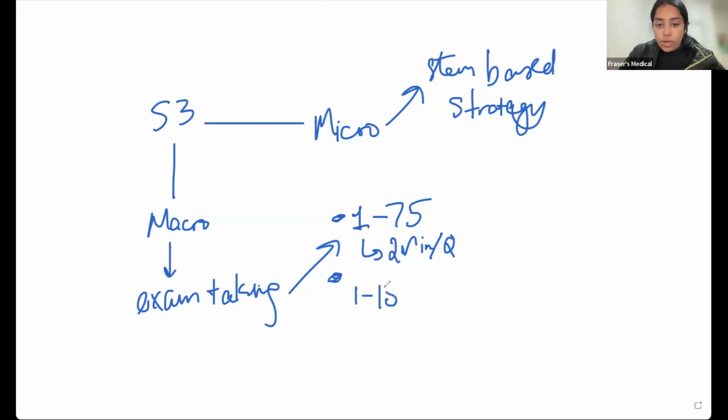I'm going to do questions 1 to 15, 16 to 30, and so on and so forth in 15 question intervals. Within your 15 questions, you spend half an hour on it, take a 30-second breather, and move on to the next set. And within that set, people tend to choose stems that they like and do them first.